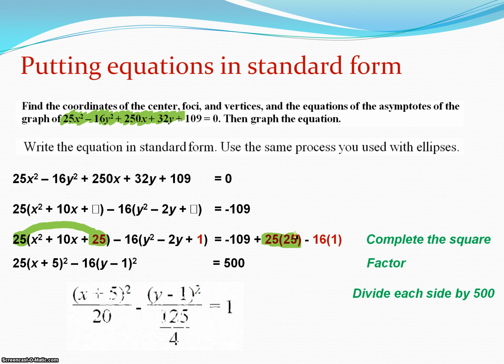And the last thing I want to do is divide both sides by 500 so that it's in my proper format. Once I have this, I should be able to go back, find A, find the center, find B, and graph my center, my box, my asymptotes, and then draw in my hyperbola branches.